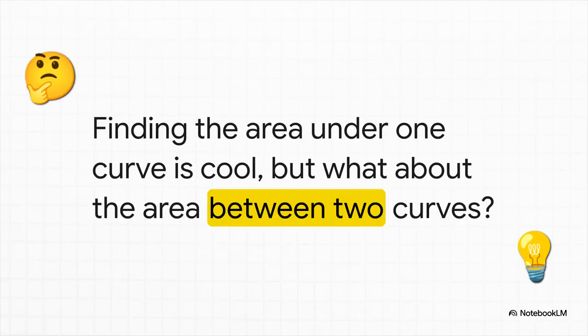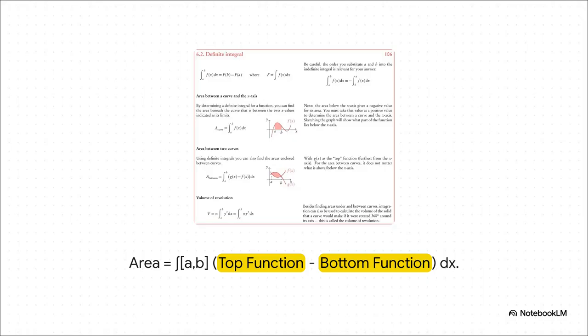Okay, finding the area under one curve is pretty cool. But what if you have two curves? How in the world would you find the area that's sandwiched right between them? The logic here is actually beautifully simple. If you look at the formula for the area between two curves, all we do is create a new function. And that function is just the top curve minus the bottom curve. Then we integrate that difference between their intersection points. It's just like finding the area under the top curve and then subtracting away the area under the bottom one, leaving you with just the bit in the middle.